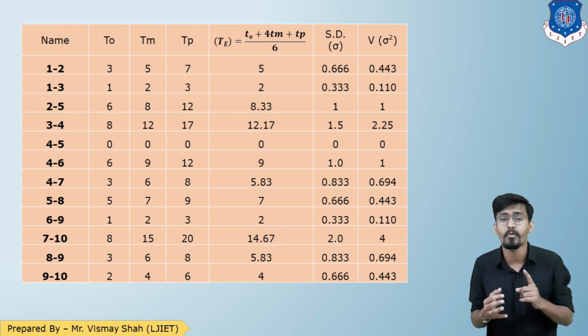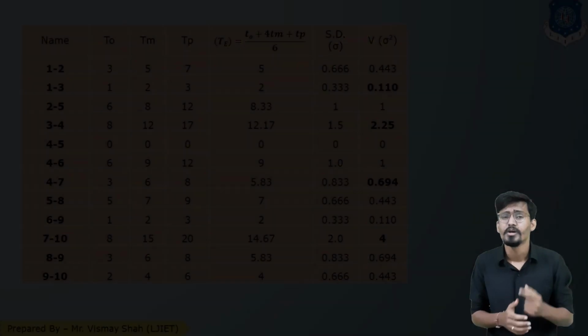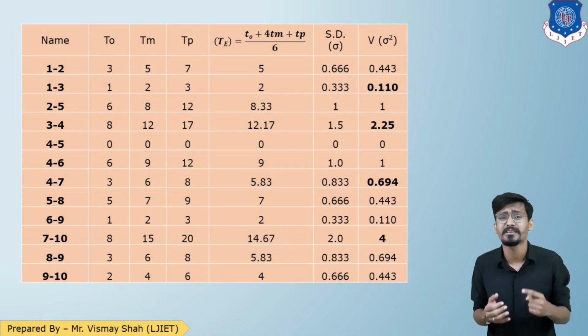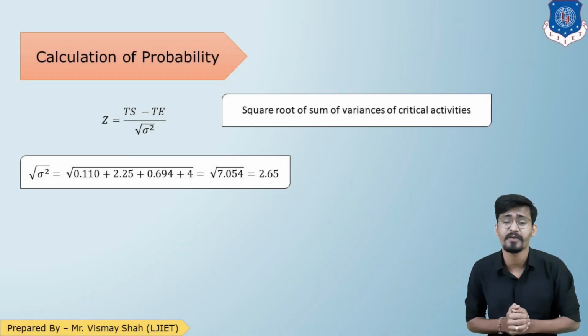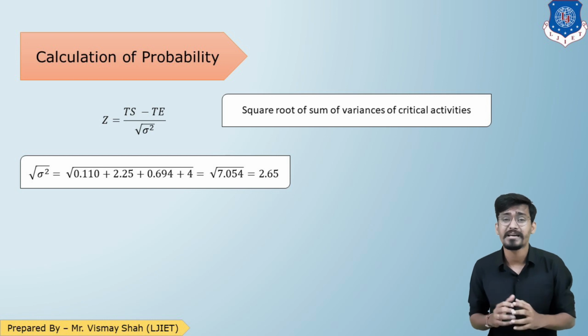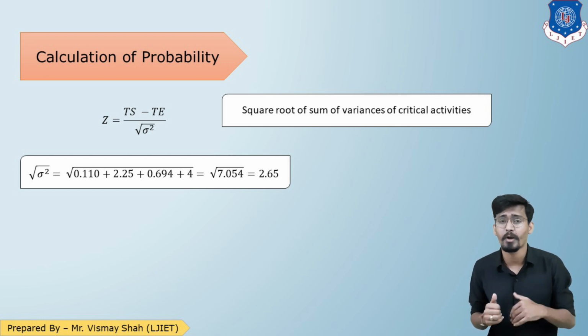So now to find the probability, we need the square root of the sum of variances of critical activities. So what are the critical activities? 1-3, 3-4, 4-7, 7-10. Let us highlight the variances of those activities. So here are the variances of critical activities: 1-3, 1.110; 3-4, 2.25; 4-7, 0.649; 7-10, 4. So let us calculate the square root of the sum of variances of critical activities. That will be under root 7.054, that is 2.65.